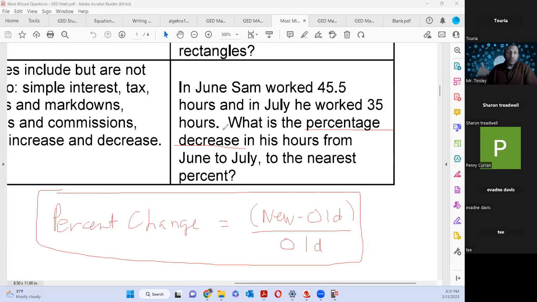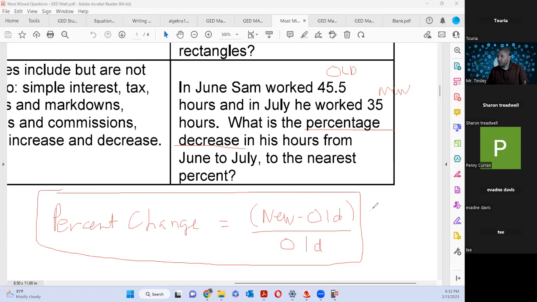So how do you decide what's new and what's old? Can anybody tell me? It's 45. Okay, June. 35. Okay. So 45 is the old or the new? Old. How do you know that's the old? Because June is before July. Listen, this is where a lot of people make their mistakes on simple things like that, because they think 45 is the greater number. They think that's the new value. June is before July. So old is 45.5.